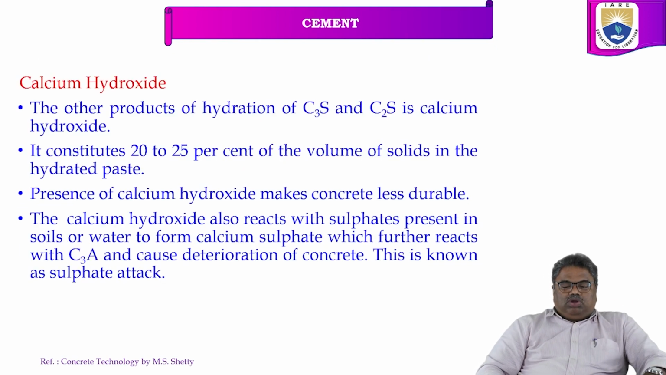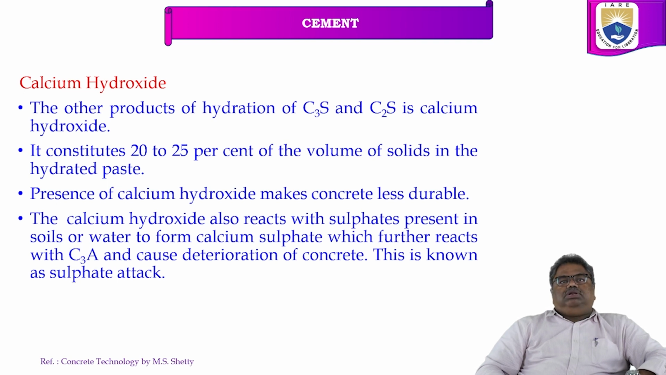So you can reduce the C3S percentage and increase the C2S percentage. Why this calcium hydroxide? It is the byproduct of the hydration process of C3S and C2S, and it constitutes 20 to 25% of the volume of solids in the hydrated paste. The presence of calcium hydroxide makes the concrete less durable, and it also reacts with sulfates present in the soils or water to form calcium sulfate, which further reacts with C3A and causes deterioration of the concrete. This is also known as sulfate attack.